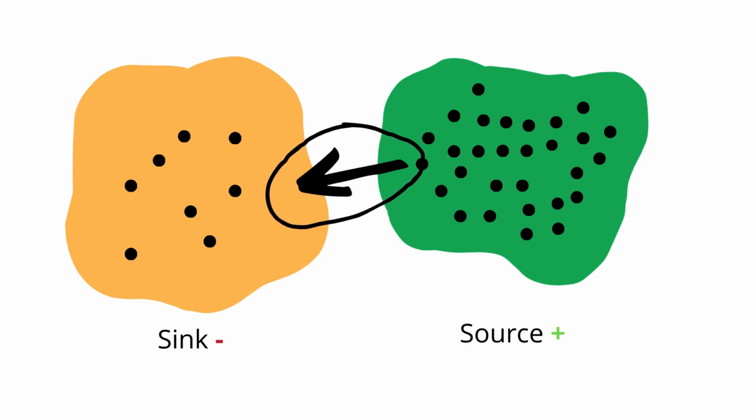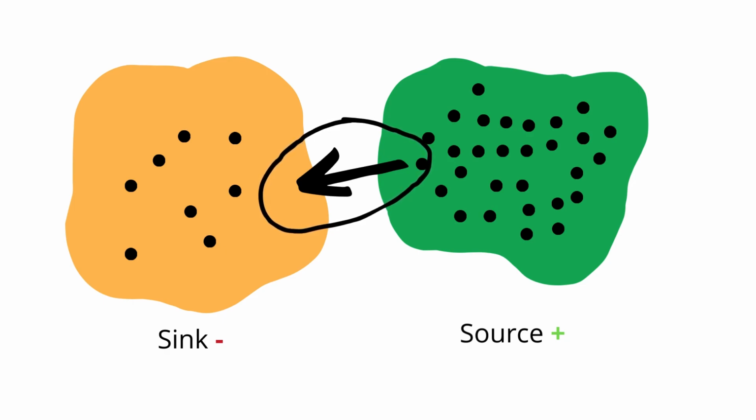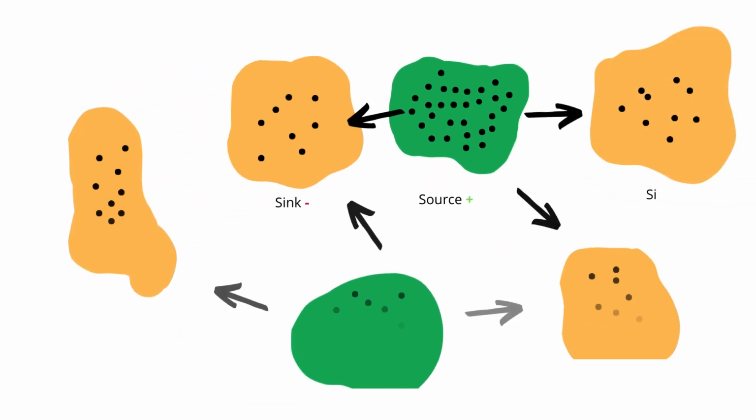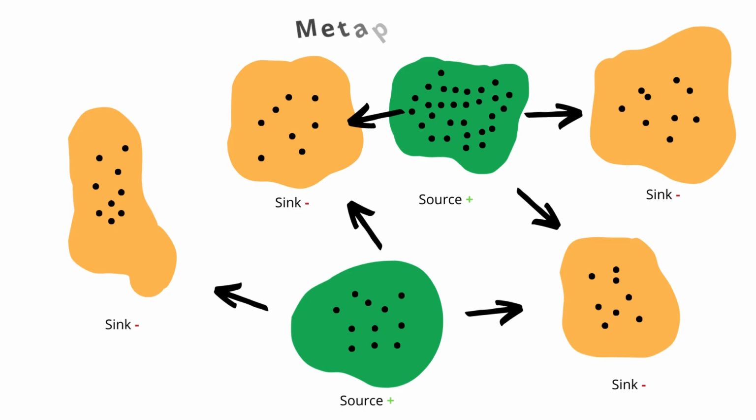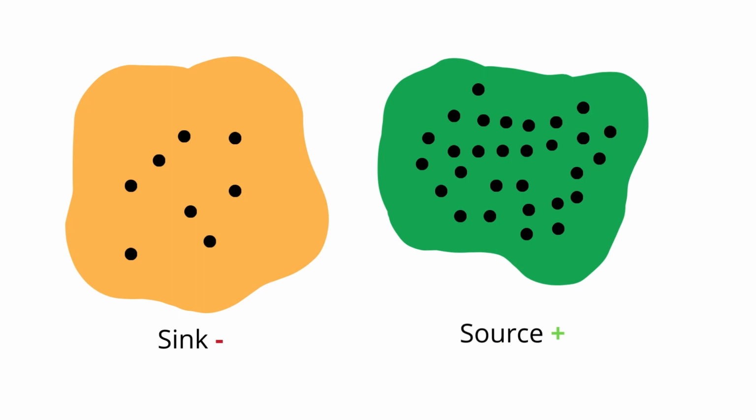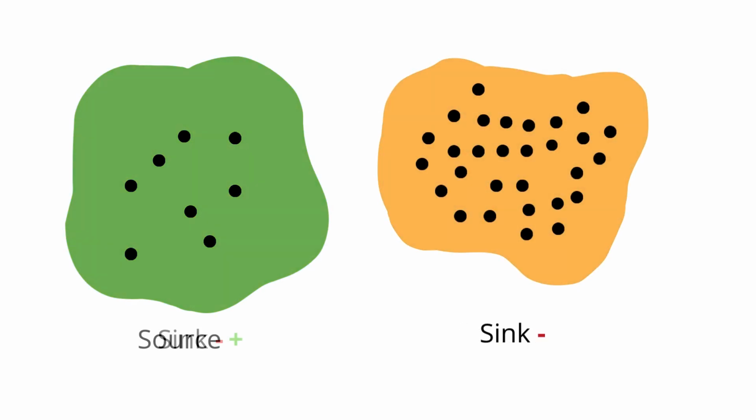But as long as the connections between sink and source populations are functional, individuals will keep migrating from the source, maintaining the sink populations. This way, a whole network of connected source and sink populations is formed, called a metapopulation. Climate change can change sources to sinks and vice versa.